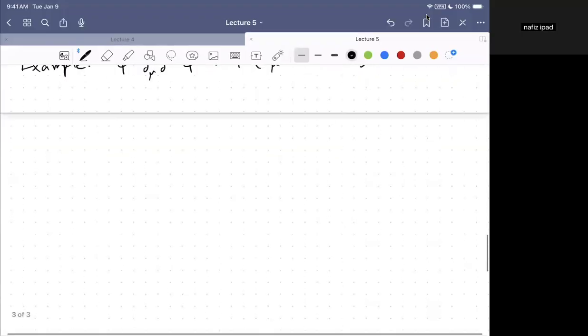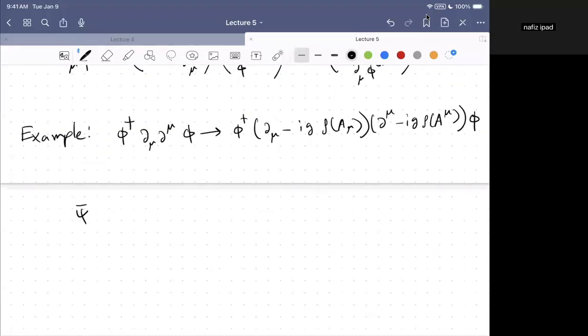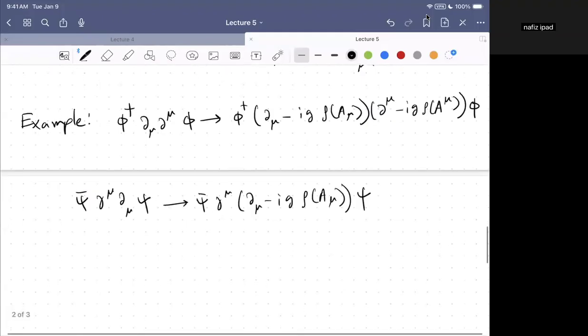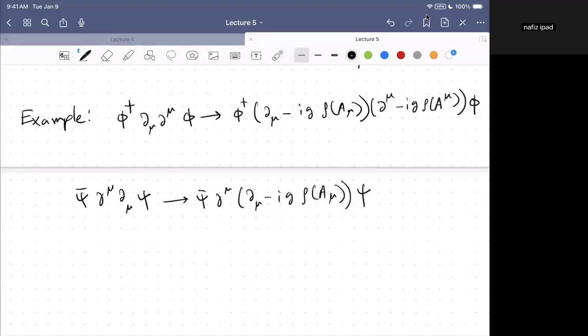And if you have a fermionic field psi, then the kinetic term looks like this before you do the gauging, and then this is simply replaced by the same thing basically. Okay, so this is the modification for the kinetic terms. And remember that there are no modifications for the potential terms, assuming that those terms do not involve derivatives. So they are invariant by themselves.